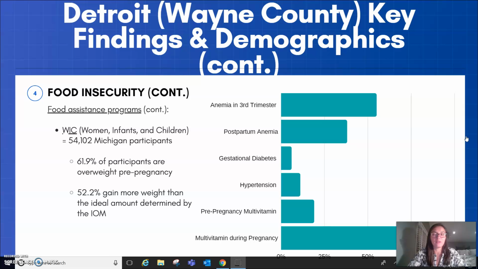Looking at other maternal health indicators, anemia in the 3rd trimester is also prevalent at above 50%, whereas postpartum it does decrease, but not by a lot. It's at about 35%. Gestational diabetes in WIC participants in Wayne County specifically is around 6%. Hypertension is around 11%, and those who are planning pregnancies and taking multivitamins prior to pregnancy is below 25%, but WIC participants do see an increase in the multivitamin and prenatal vitamin use after participating in WIC. It's over 80%.